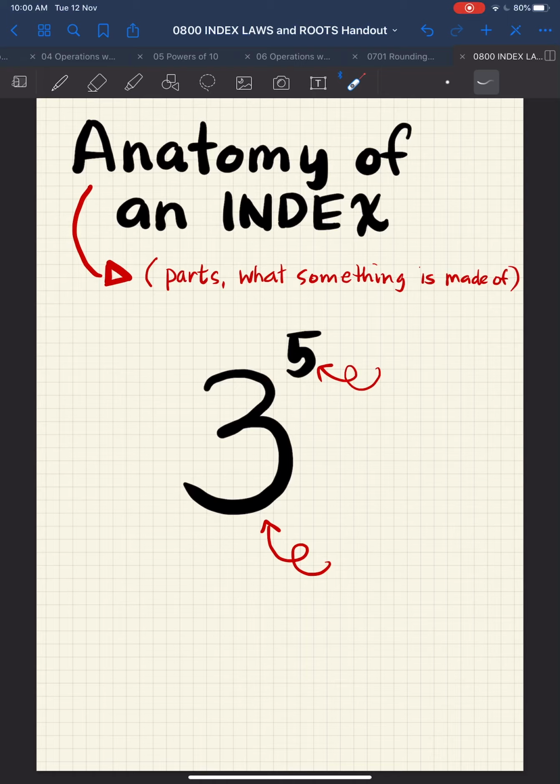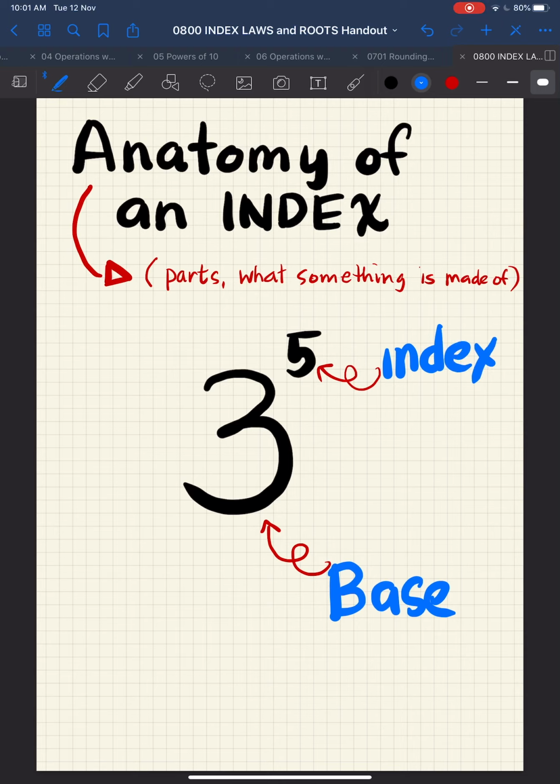Now, what is an anatomy? Anatomy is the part what something is made of, and we're going to talk about the two parts that make up an index number. At the bottom here, this is what we call the base. This is the base, this is the index. Now for you US people out there, we call that exponent. Here in Hong Kong, UK, we call it index.